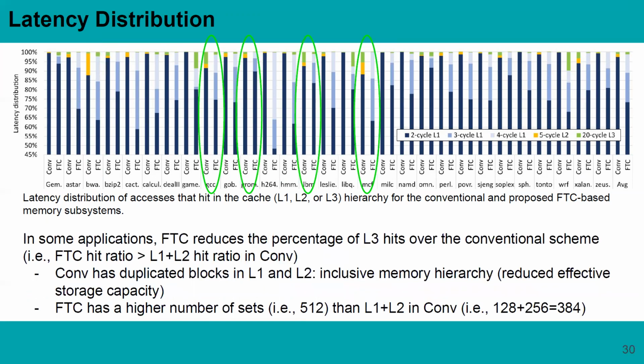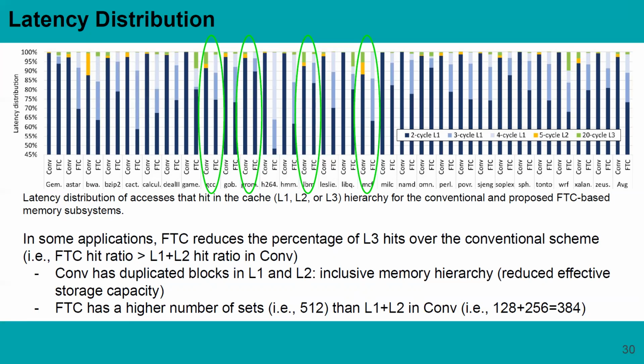Notice too that in applications like GCC, GROMACS, LVM, and MCF, FTC reduces the percentage of L3 hits with respect to the conventional scheme. In other words, the FTC hit ratio is higher than the combined hit ratio of L1 and L2 in the conventional design. This is mainly because the conventional approach has duplicated blocks in L1 and L2 for an inclusive memory hierarchy, which reduces the effective storage capacity over FTC.